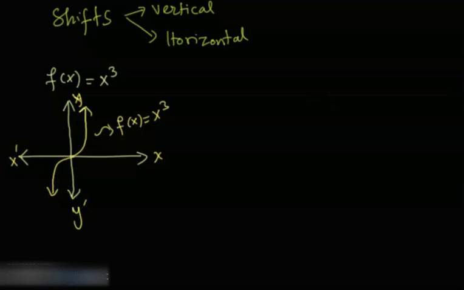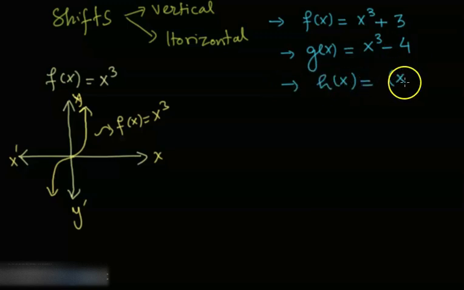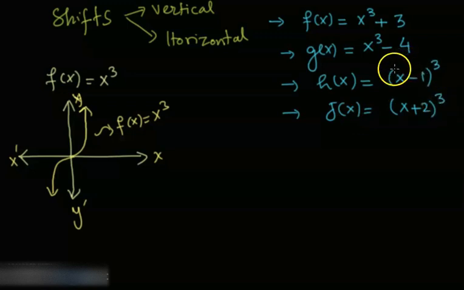Now, based on this, I want to plot these functions. f of x equal to x cube plus, let's say, 3, and another function g of x to be x cube minus 4, another function h of x, x minus, let's say, 1 whole cube, and another function j of x to be x plus 2 cube. Now you can see that this is the vertical upward 3 units shift to the cubic function. This is 4 units downward shift to the cubic function, and this is 1 unit right shift, and this is 2 units left shift. So we can plot all of these if we know the plot of f of x equal to x cube.